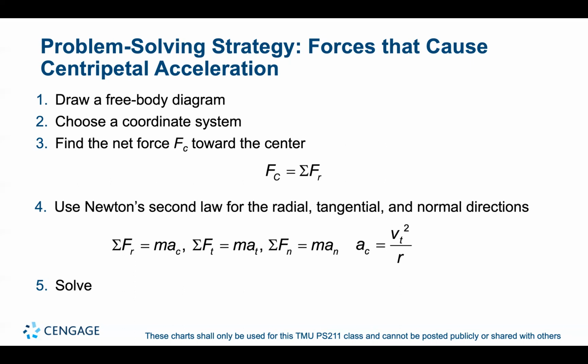Number four, you want to use Newton's second law for radial, tangential, and normal directions as required. Remember that the magnitude of the centripetal acceleration for uniform circular motion can always be written as shown. And finally, you want to solve for the unknown quantities.